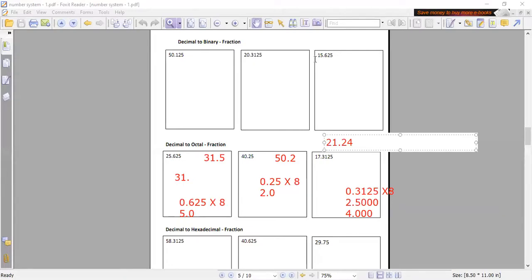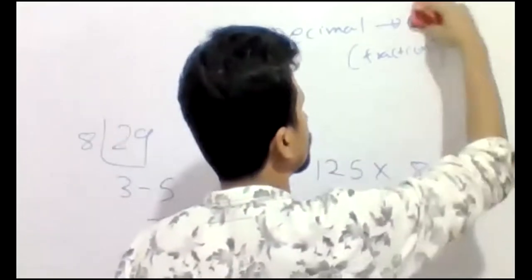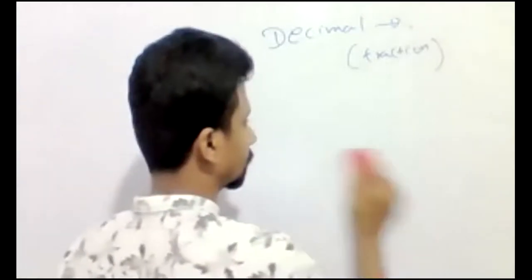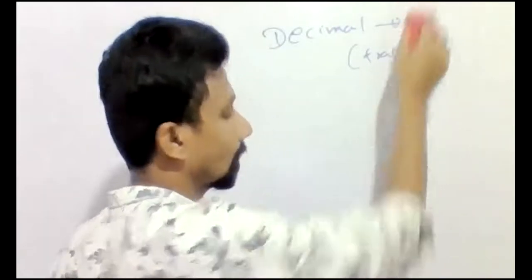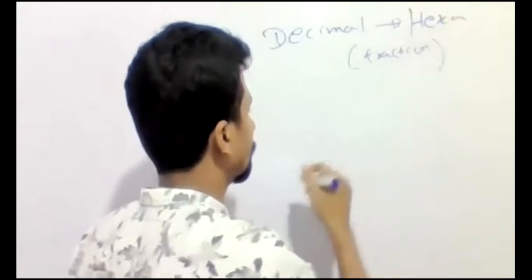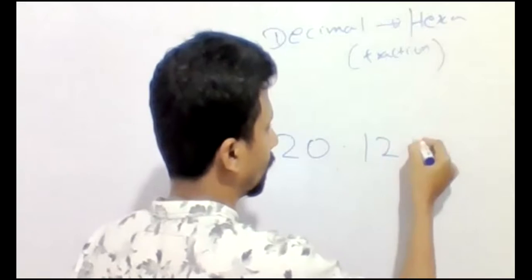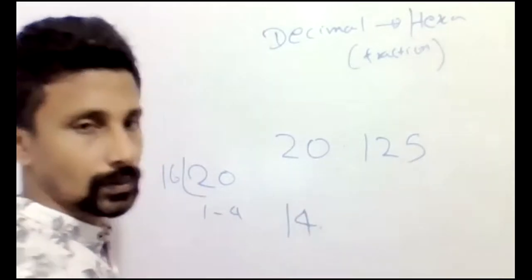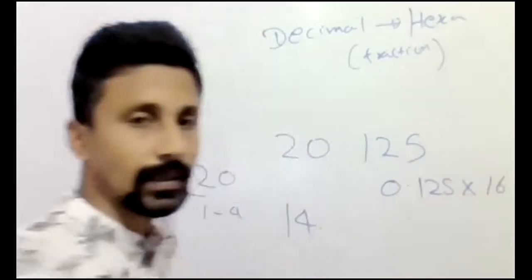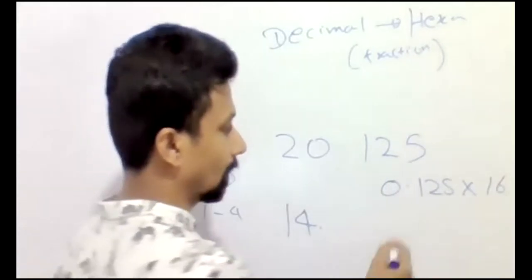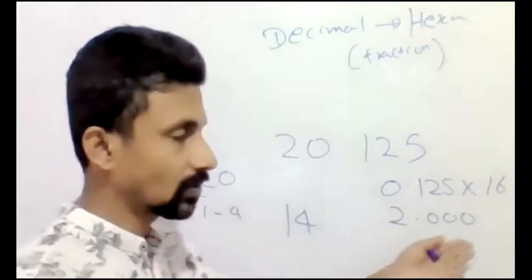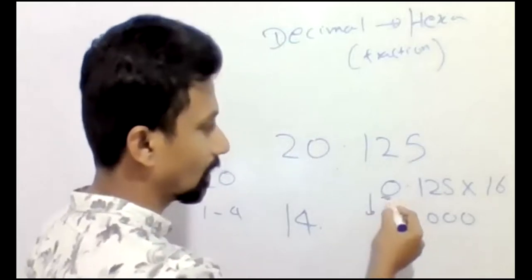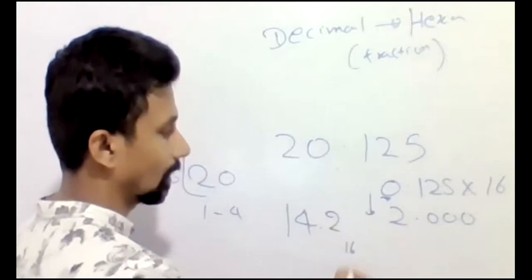decimal to hexadecimal fraction. If you get something like this, I'm taking 20.125. 20 you can divide by 16 and you can get the answer. This is 14. So 0.125 you multiply by 16 now. At once you are getting 2.000. So you don't want to multiply again because you got 0 here. So 2 is your answer because you are not taking the original one. So your answer will be 14.2 in base 16.